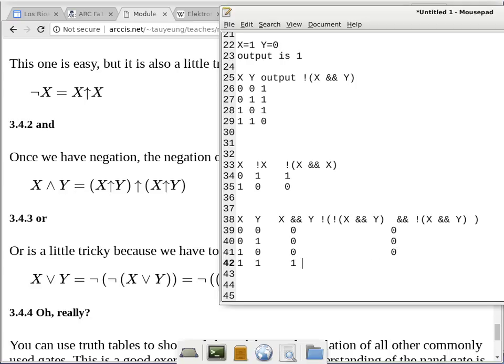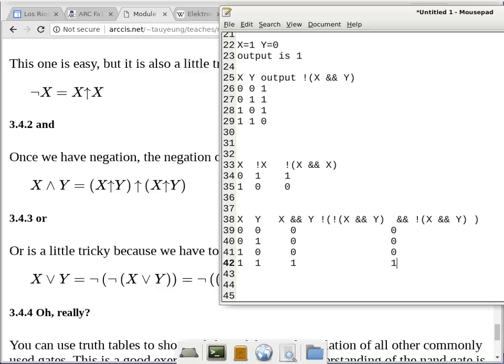The last one, where both x and y are true, then we end up with true and true is true, true and true is true, not true is false, not true is false, false and false is false, not false is true. Here we have the proof. Sounds pretty simple. It is simple.